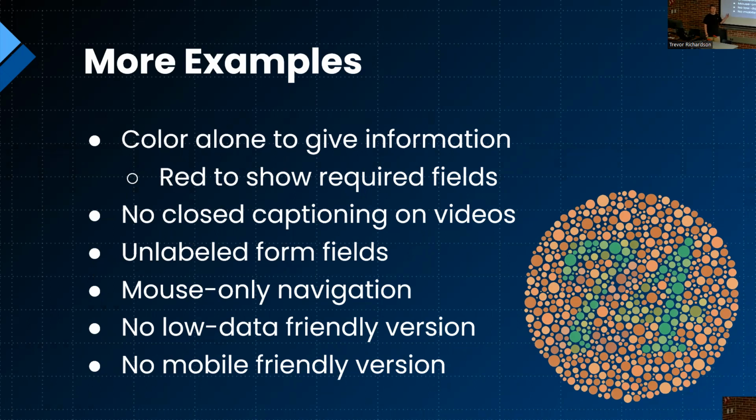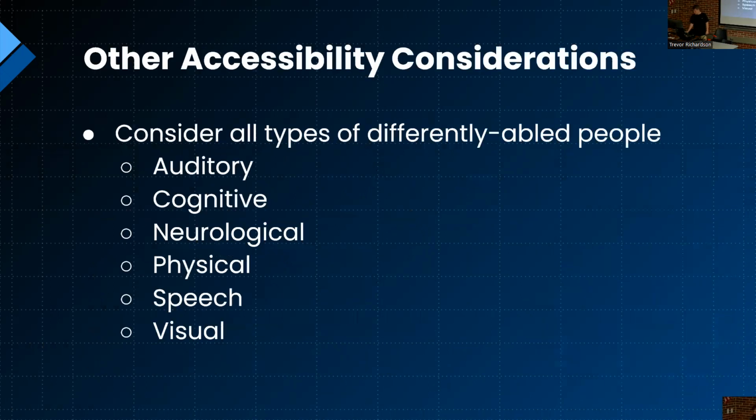And then also no mobile-friendly version. If someone only has a phone, they don't have a computer to really access it with. If it looks really bad and it's hard to use, that's not great. So when you're making your app, just try to consider as many things as possible. Someone who might have auditory, cognitive, neurological, physical, speech-based, or visual disabilities. Try to make as many considerations for those as possible.